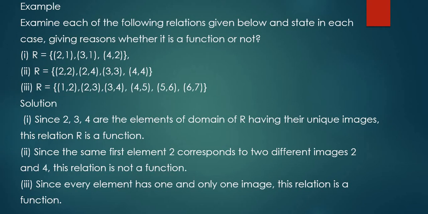Second ordered pair is (3, 1). 3 in etra image ullathu only 1. 3, 4 are elements of domain of R, image of 4 is unique. Images since 2, 3, 4 are elements of domain of R having distinct images. Second sub question, that is R is equal to ordered pairs (2, 2), (2, 4), (3, 4), (4, 4).